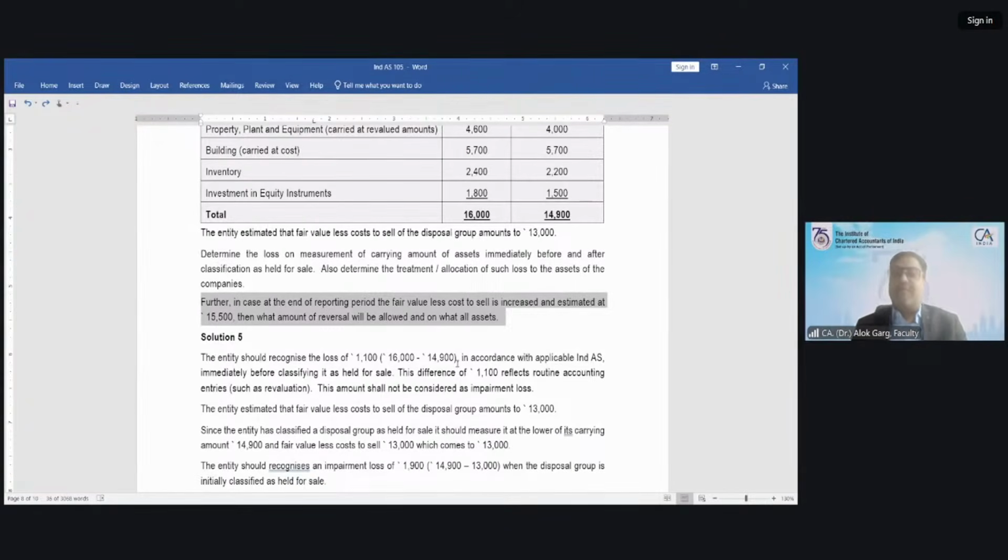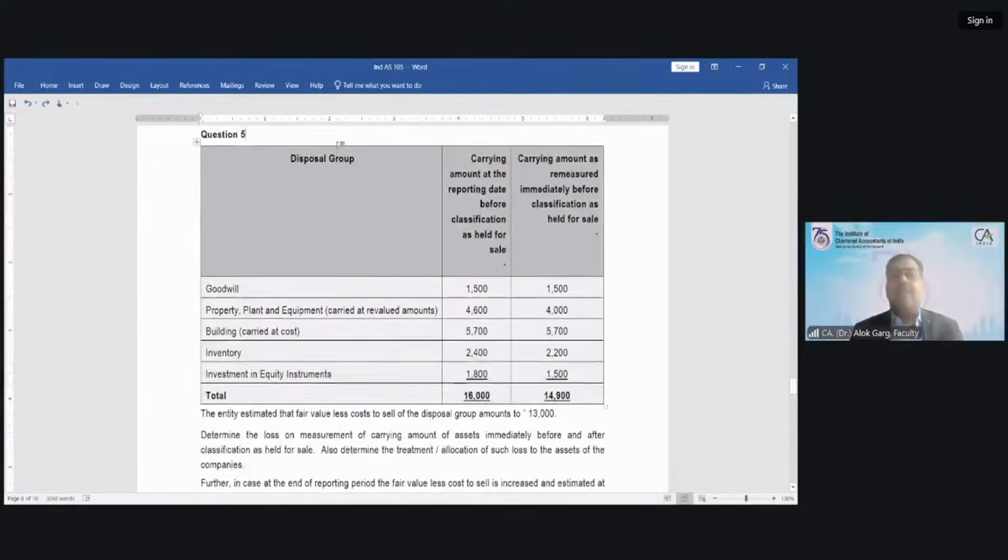How to solve this question now? Let me take you here only. So this goodwill is 1,500 and 1,500. This PPE is 4,600. It becomes 4,000. Means 600 is a depreciation or it could be impairment also. But technically this value is going down due to depreciation or might be some other change. Building is 5,700 to 5,700. Inventory from 2,400 it becomes 2,200.